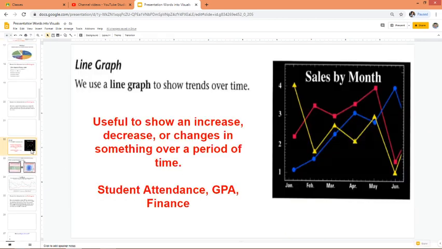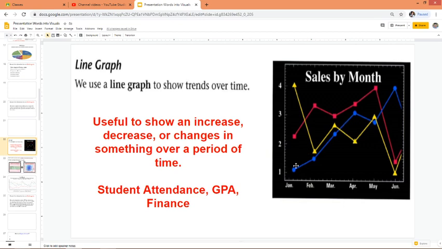Let's go on to the next one I'll talk about. So this is a line graph. You can see this blue line, and there's a red line, and the yellow line. Line graphs are good to show trends over time. Right, see the time here is from January to June. And it's also useful to show an increase, a decrease, or changes in something over a period of time.